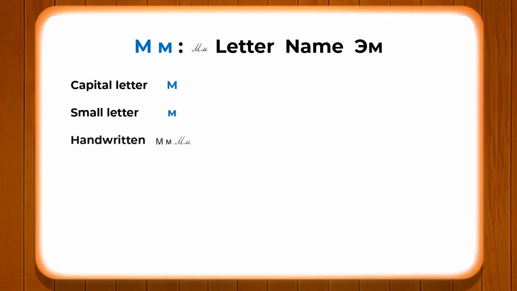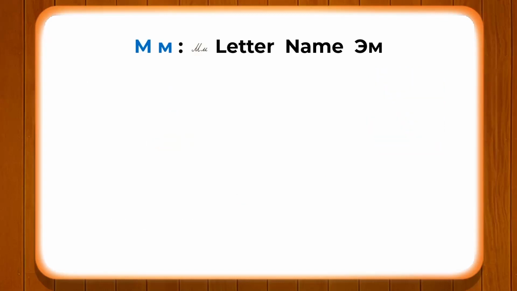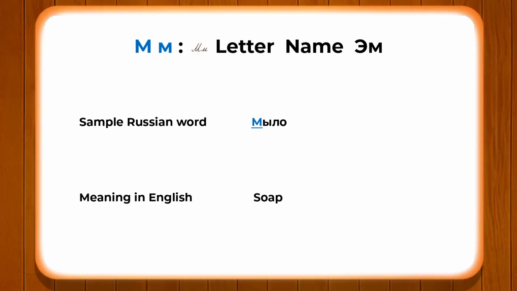Alright, so the next letter which we have here is M. An English approximation, so that we understand it properly, is mute. But with the help of a sample Russian word we can understand the sound of M properly, as M in mylo, which means soap.